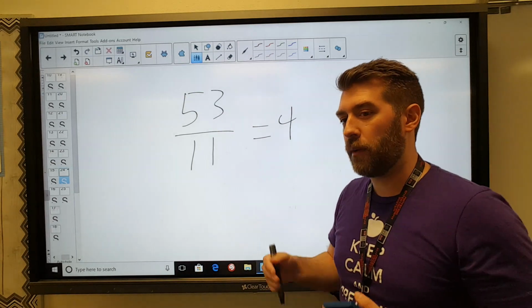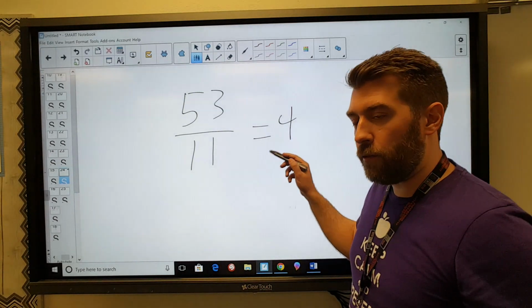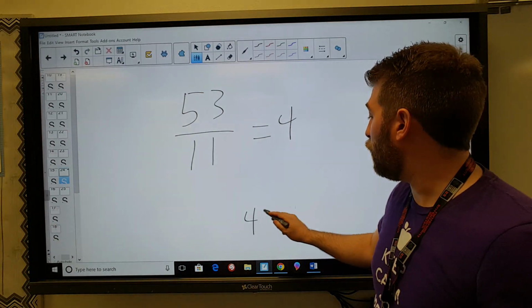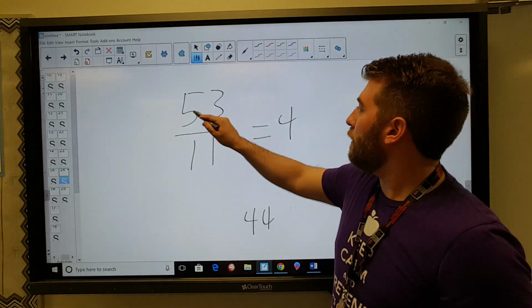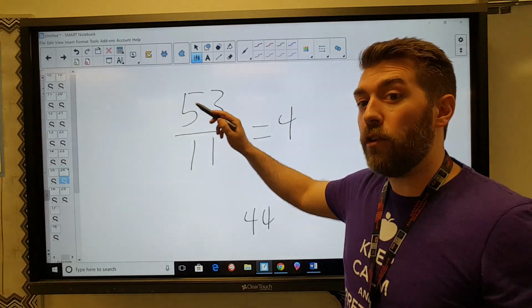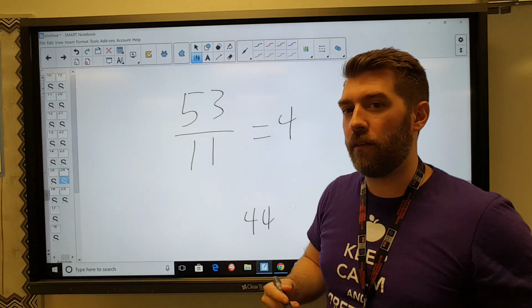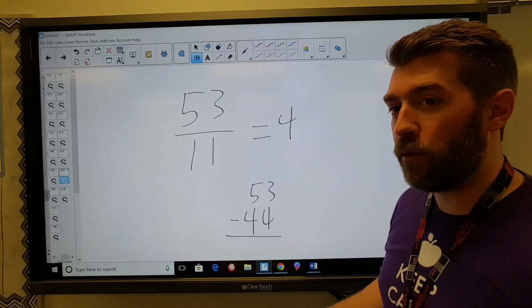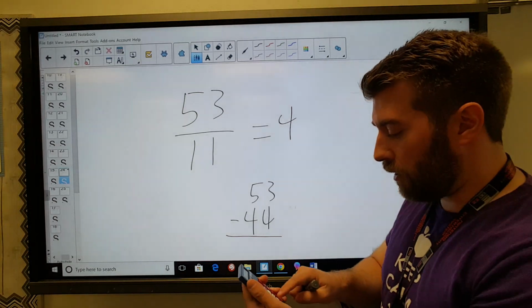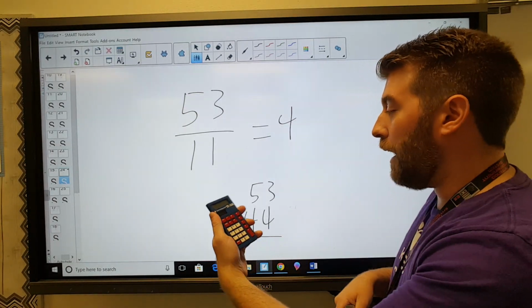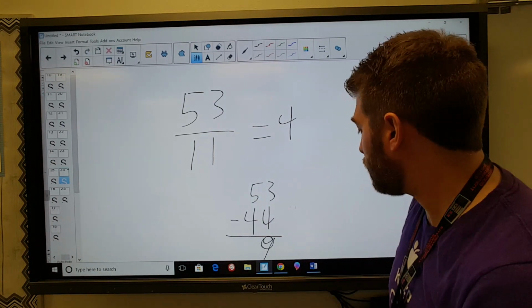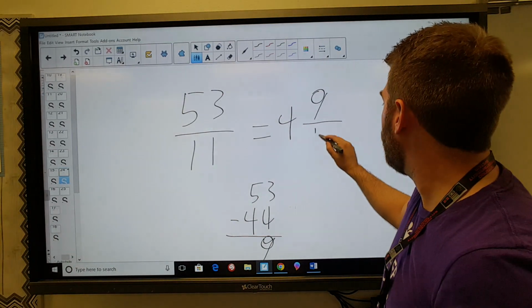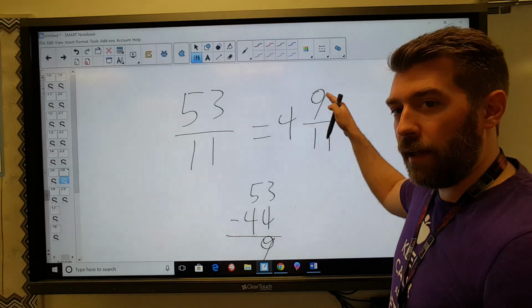So that 4 is going to become the integer in our mixed number. Remember, a mixed number is just an integer with a fraction attached. So now that we have that integer 4, we're going to multiply it by the denominator. In this case, 4 times 11 is 44. Make sure you're using your calculator. Now we have to get rid of this numerator and replace it with our new numerator. This is similar to the remainder of division. So we're going to bring it on down and subtract our 44 from it. So again, use your calculator, and we're going to do 53 minus 44, and we get 9. So that 9 is our new numerator, and the denominator we just bring over. So we end up with 4 and 9/11.